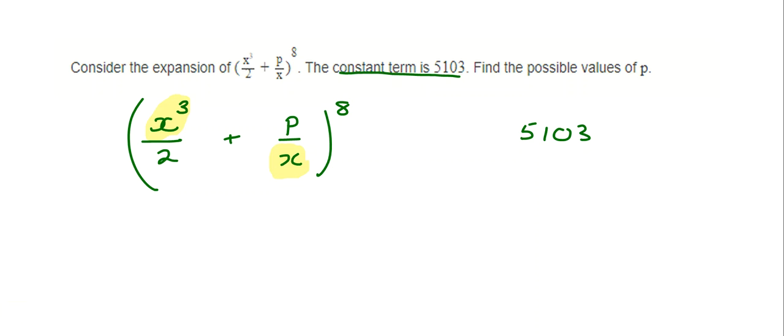Right, let's go through it. So if you're not quite there, slow me down. Make sure you've got it.